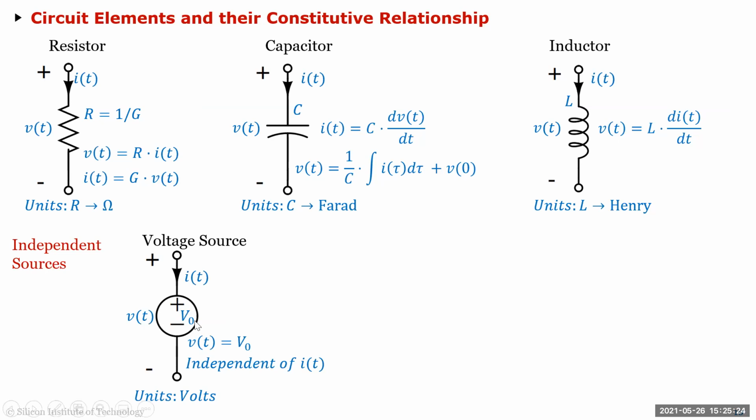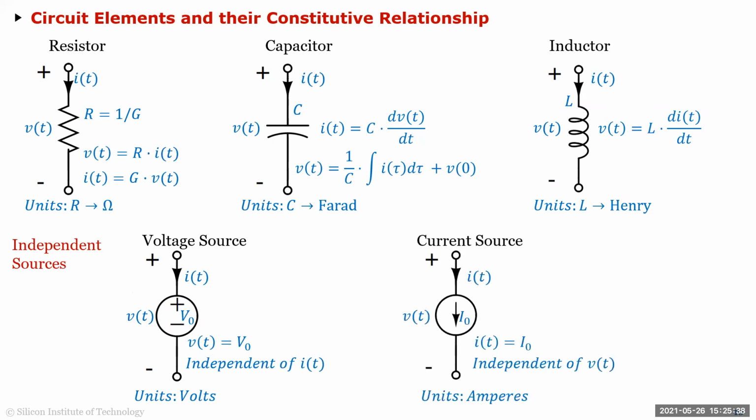For the independent sources, they are also a part of linear systems. Essentially you have two types of independent sources, voltage sources or current sources. The voltage source is basically saying that no matter what current is flowing through it, the voltage across it is the same. So these are what's called ideal independent voltage sources.